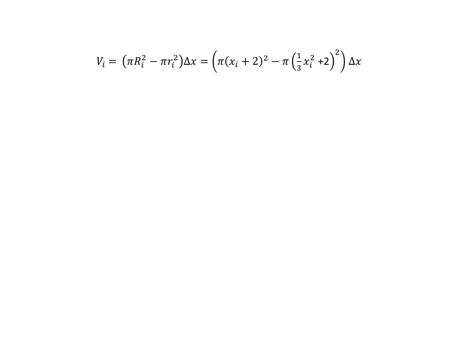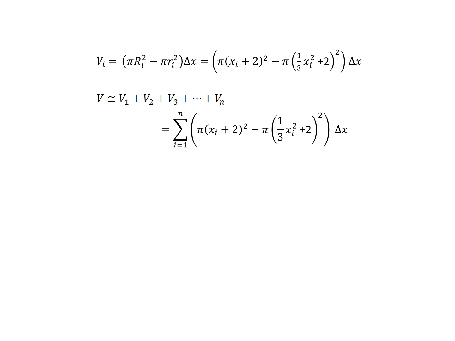Now we consider our volume, the ith volume. We have the cross-sectional area times the thickness, and since we wrote both radii in terms of x sub i, we get this expression. So this is the volume of the ith washer. If I add up n of these, I have an approximation to the actual volume, and we can write this in sigma notation: the sum from i equals 1 to n of this expression.